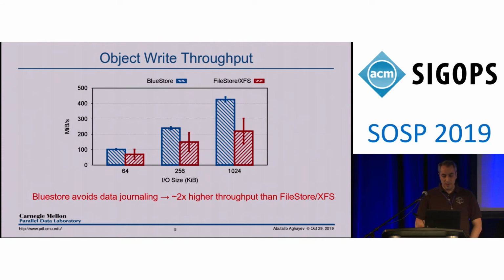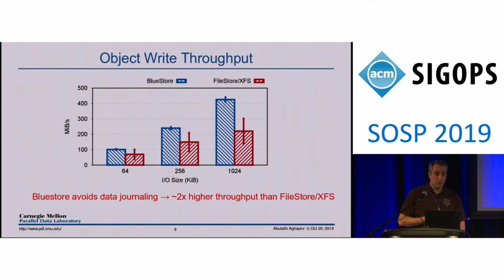So this graph compares the performance of BlueStore and FileStore on XFS for transactional object writes. In this benchmark, a client writes different sized objects using a queue depth of 128 to a 16-node Ceph cluster with hard disk drives. The x-axis is the object size, which ranges from 64 kilobytes to 1 megabyte, and the y-axis is the throughput in megabytes per second.